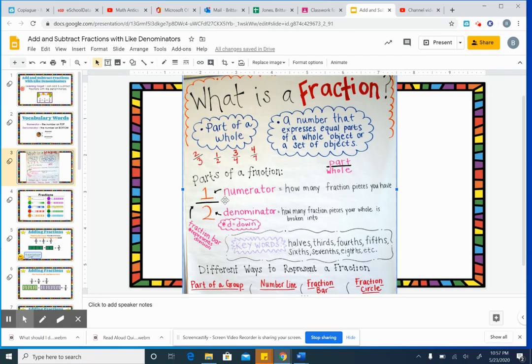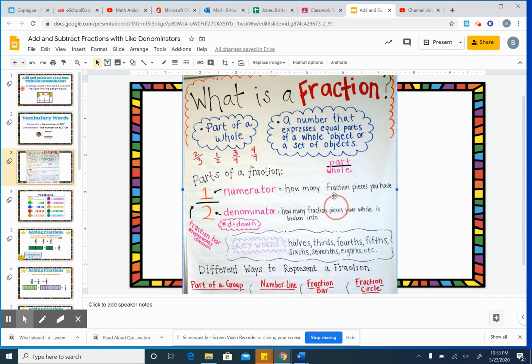This black line right here means a fraction bar, okay? Fraction bar means division. So your keywords here are halves, which means cutting something in half, 1/2, like this number. Thirds, okay? So your whole is cut into 3 pieces. If you're working with fourths, your whole is cut into 4 pieces, and so on. And we'll talk about that in the next slide.